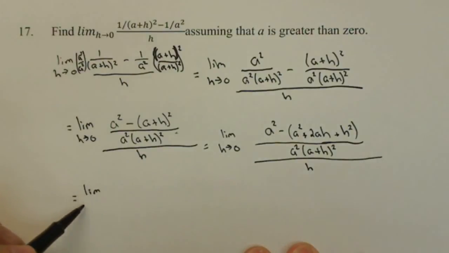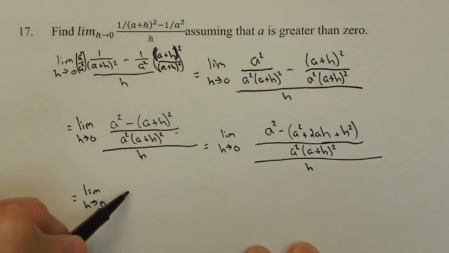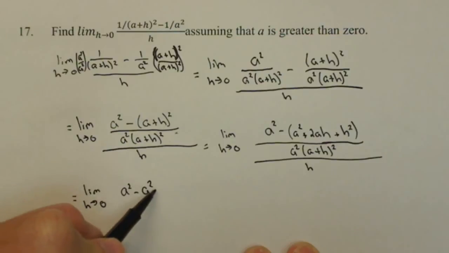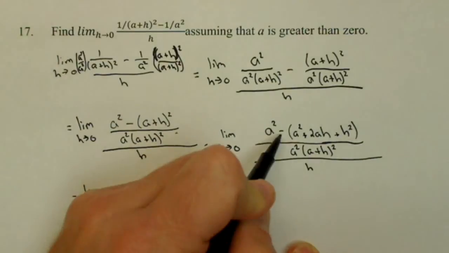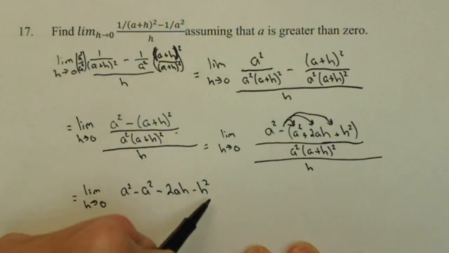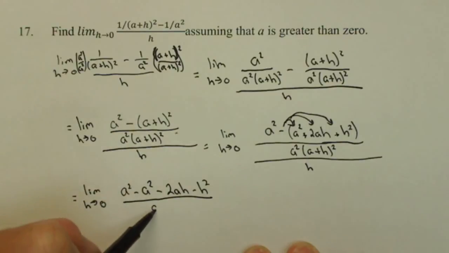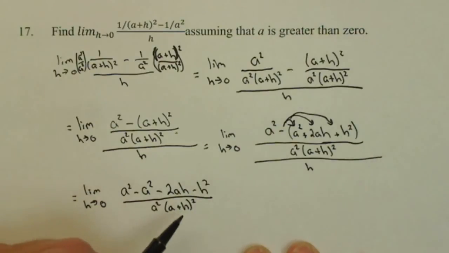And now we're going to get some canceling, because I'm going to distribute that negative sign. So a squared minus a squared, minus 2ah, minus h squared. Now remember that negative sign has to distribute to all of those terms. All over a squared times (a plus h), the quantity squared. And again, that's all the numerator over h. Those are going to cancel.